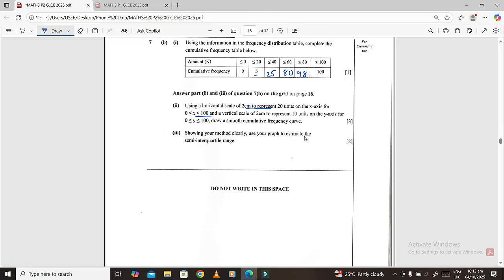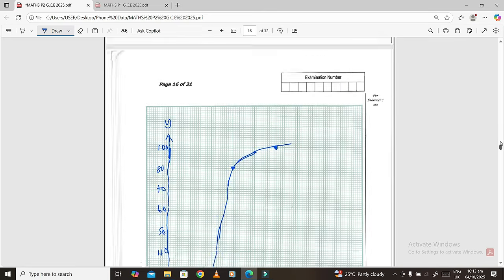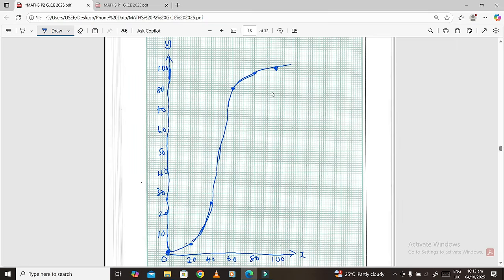Use your graph to estimate the semi-interquartile range. For the semi-interquartile range, we first need to find Q1. Q1 will simply be equal to 1 over 4 times the total, and this will give us 25. So now you go to where 25 is. This is where 25 is. You draw your line using a ruler and then follow it down.